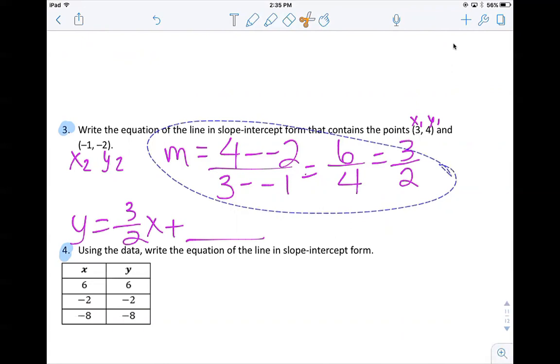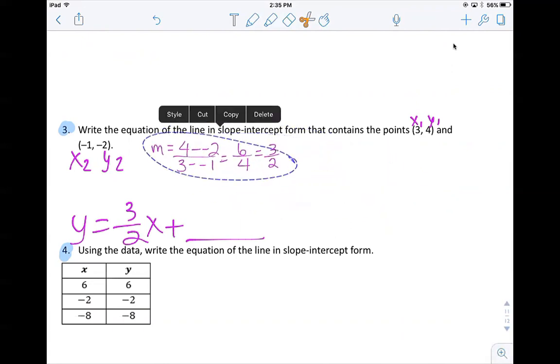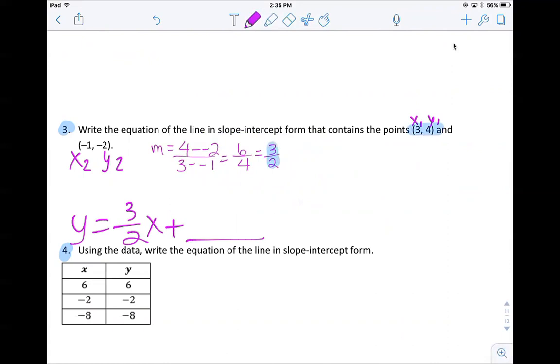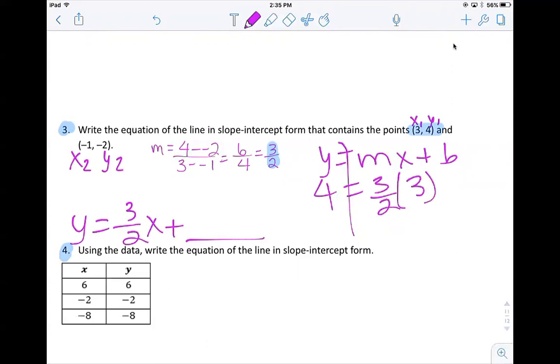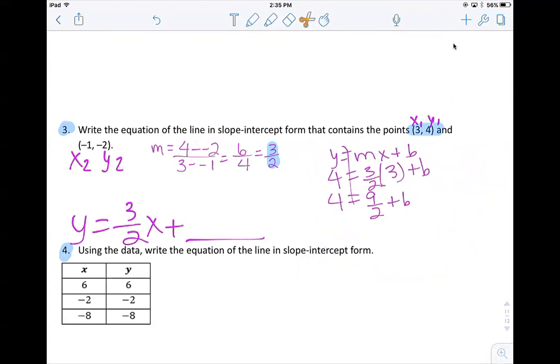All right, so using one of our points and our slope, I'm going to use this point here, 3, 4, and our slope. I'm going to replace my y with a 4, my slope 3 over 2, and my x with a 3 plus b. So I get 4 equals, this is going to be 9 over 2 plus b. And then we want to get b by itself.